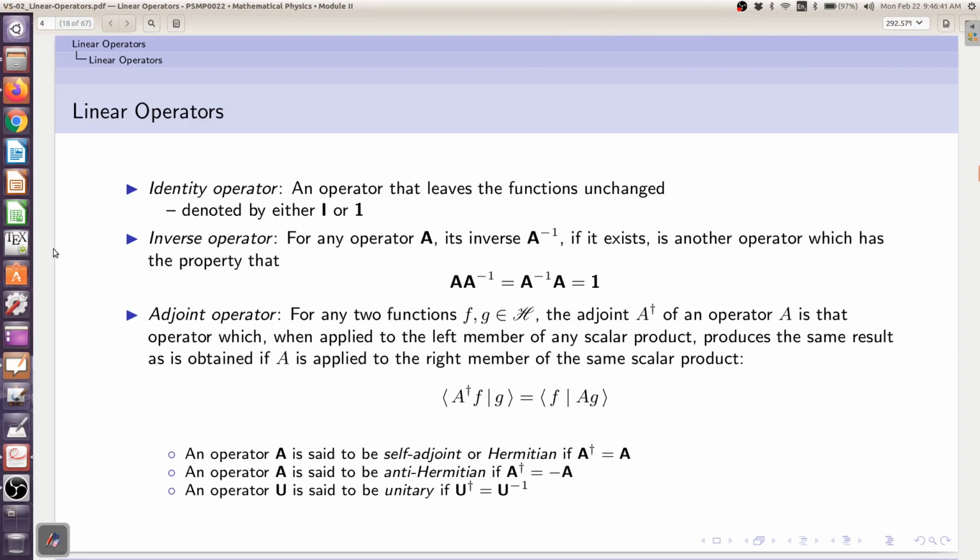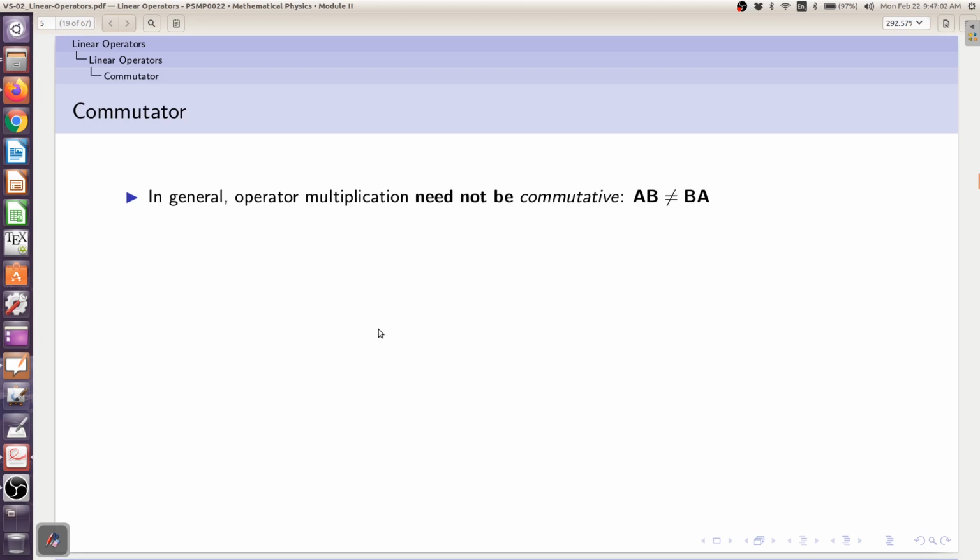In the previous class, I had introduced you to linear operators, some of the properties of a linear operator, and then some basic definitions of such an operator. What is a self-adjoint operator, or a Hermitian operator, or anti-Hermitian operator, and unitary operator. In today's class, we will be looking at basis expansions of linear operators.